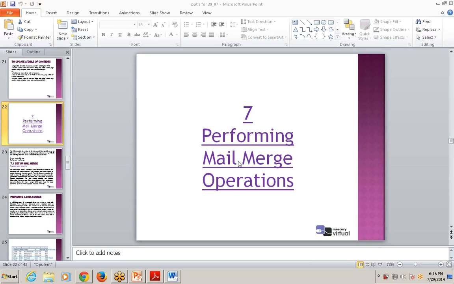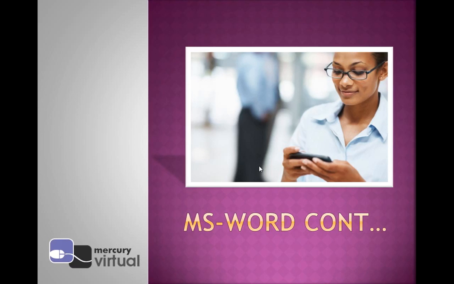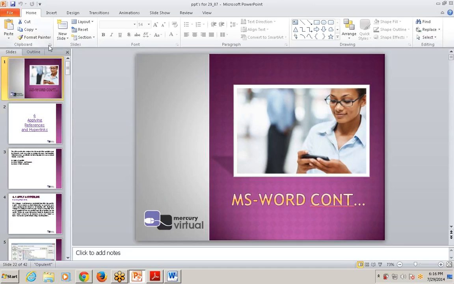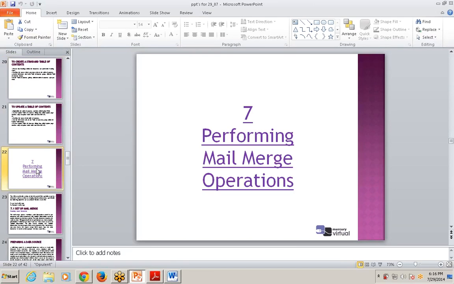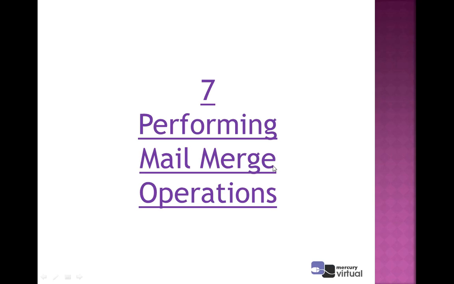Let's start with chapter number 7, that is performing mail merge operations. In this chapter we are able to study what mail merge is and how we can use it, and this is one of the striking features available in MS Word. Mail merge, as the name suggests, merges the mails so that they can be sent to multiple receivers.